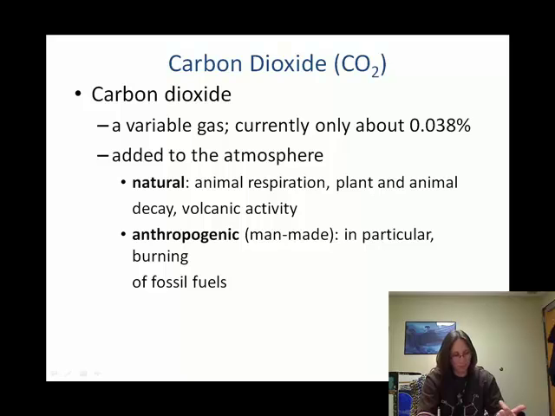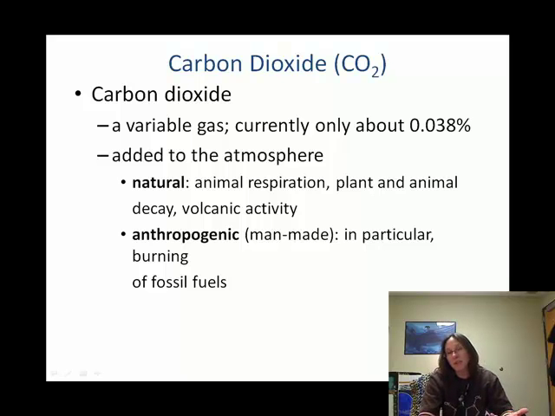Natural, when animals, such as ourselves, breathe, in our exhalation, we exhale carbon dioxide. So we are a source of carbon dioxide for the atmosphere. You can also see listed here that when organic matter decays, carbon dioxide is released, as well as during volcanic activity we can get an extra dose of carbon dioxide from the geosphere out into the atmosphere. So those are all sources.